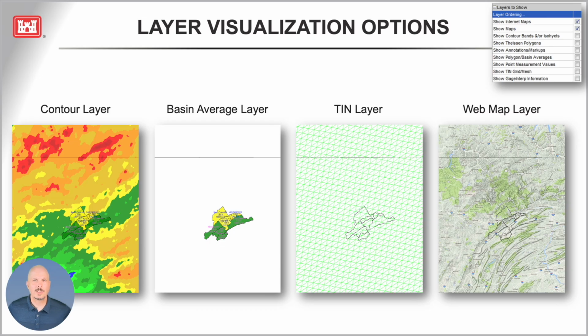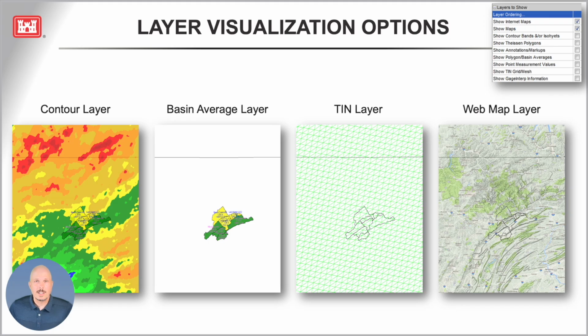Finally, map windows support several types of visualization layers: the contour layer, basin average layer, tin mesh and raster layers, the point measurement layer, and more. The various types of map layers can be displayed together or individually, with controls to turn layers on or off. These controls are available in the Layers tab of the Properties window. The basin average layers are most useful to display. They provide areal statistics based on the intersection of the input meteorological data with a polygon map such as a basin shapefile.